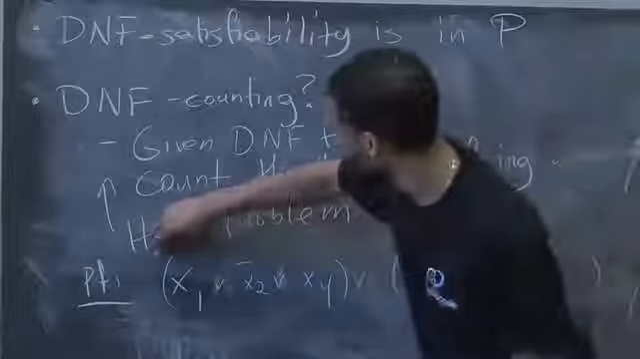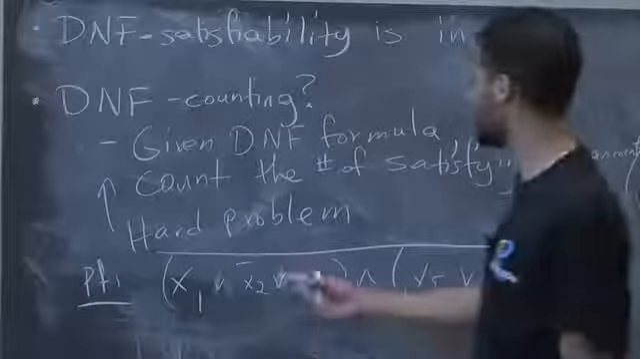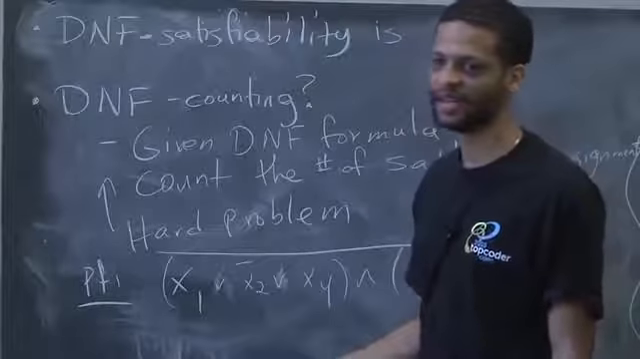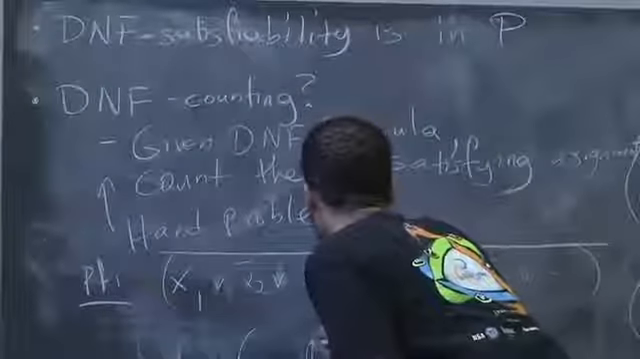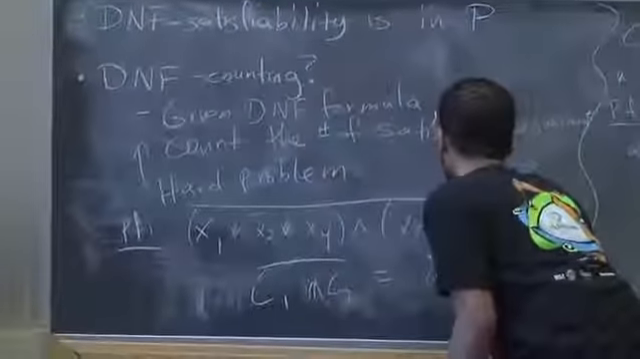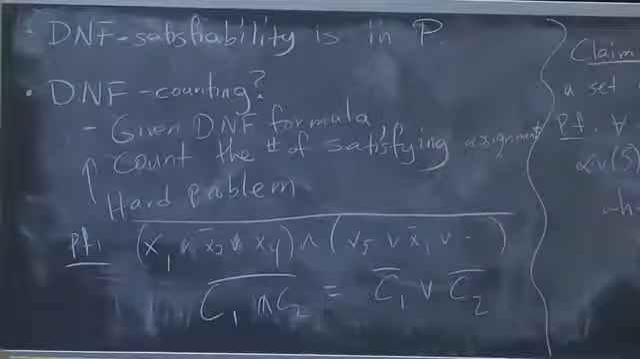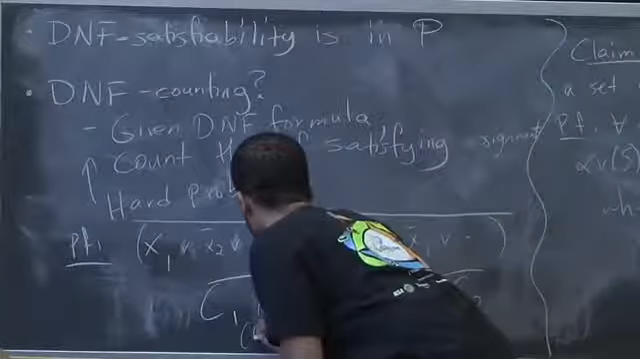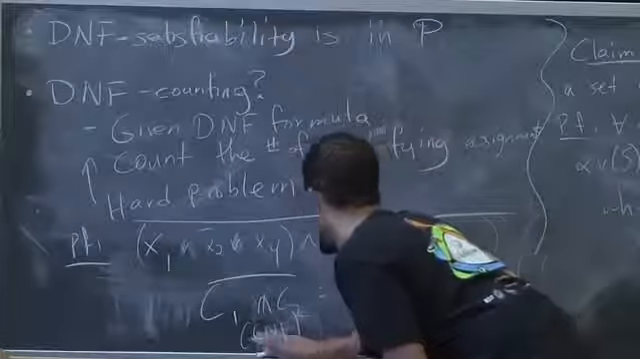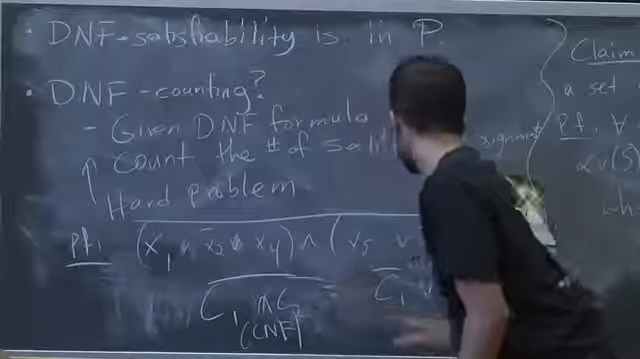Well, you could negate it, just negate the whole thing, right? And then the negation of a CNF is a DNF, right? So notice that the negation of C1 and C2 is just equal to the negation of C1 or the negation of C2, right? So if you have a CNF, this is now a DNF, and you could have lots of clauses here.